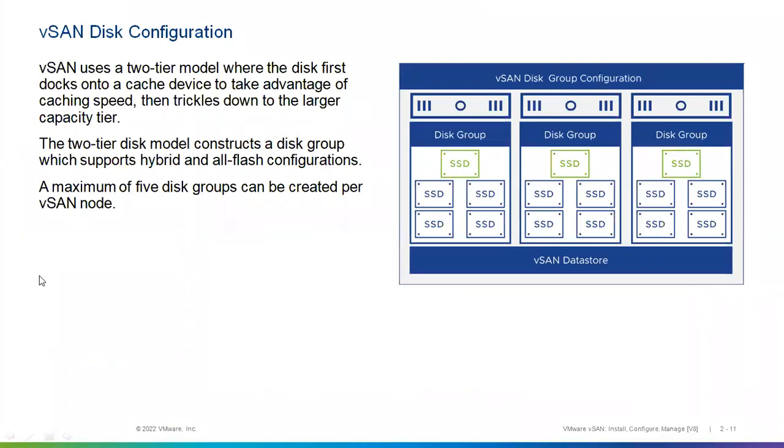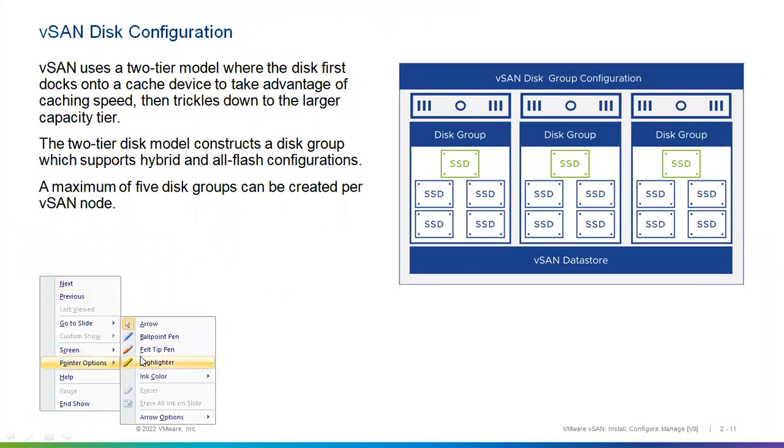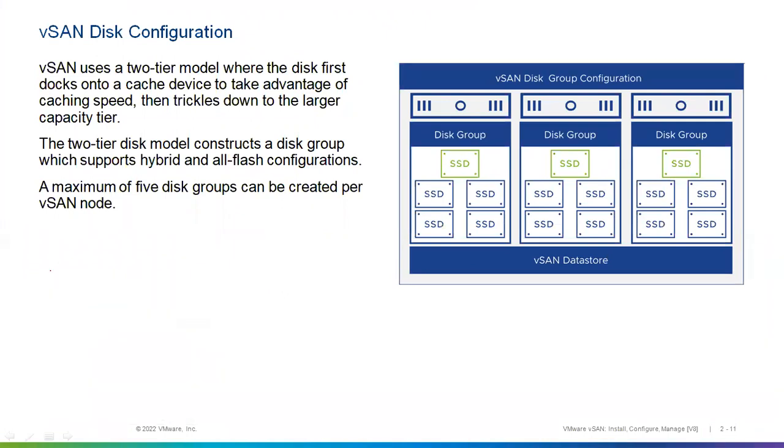One disk group: one cache, 7 capacity. That's the maximum. But the size of the capacity disks is up to you. So one disk group, one cache, 7 capacity. That is the disk limit, the number of disks limit. But if you ask, is there any cap on the capacity size? No.